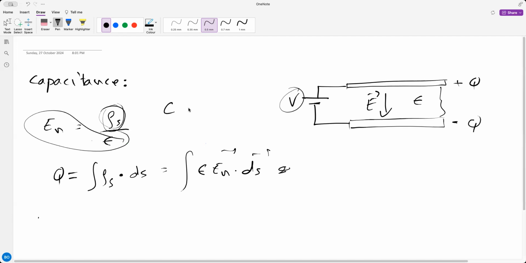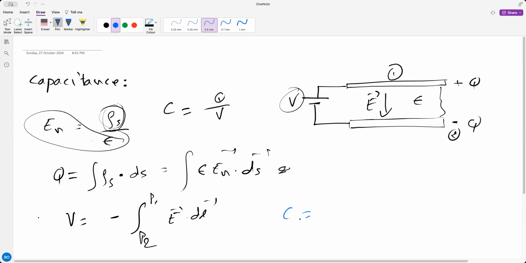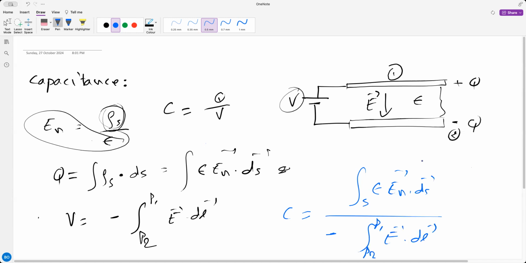We know that the capacitance is equal to Q over potential difference. And we also know that the potential difference is equal to minus, if I call this point number 2 and this is point number 1, the integral from point number 2 to number 1 of E dl. Then I have the definition of the capacitance, which is the integral over the surface of the parallel plate divided by minus the integral over a line from P2 to P1.